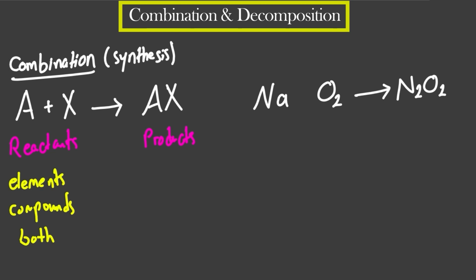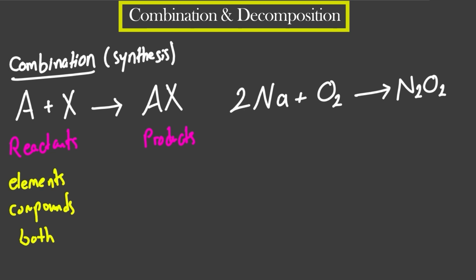The chemical formula for sodium peroxide is Na2O2, 2 sodium atoms and 2 oxygen atoms. Now, what remains is just balancing the equation. And you can do that by adding a coefficient of 2 for the sodium element.